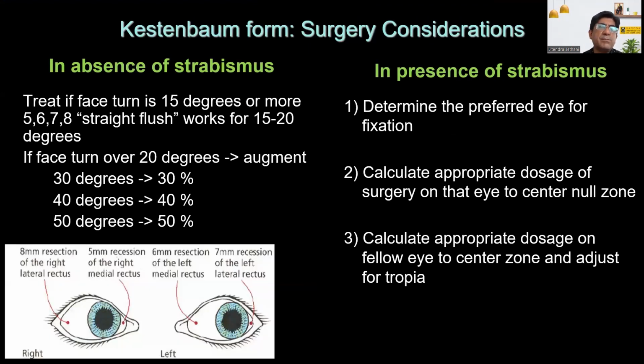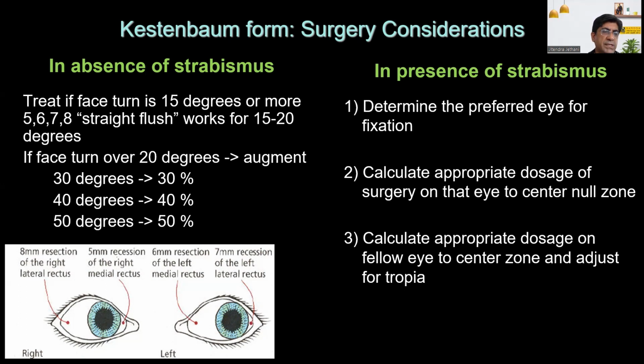So for the Kestenbaum form, which is the conjugate form, there are cases in the absence of strabismus and in the presence of strabismus. If there is an absence of strabismus, for 15 degrees up to 20 degrees, you can use this straight flush, which has been suggested by Marshall Parks.